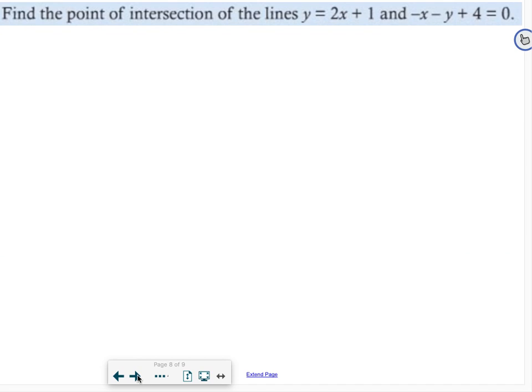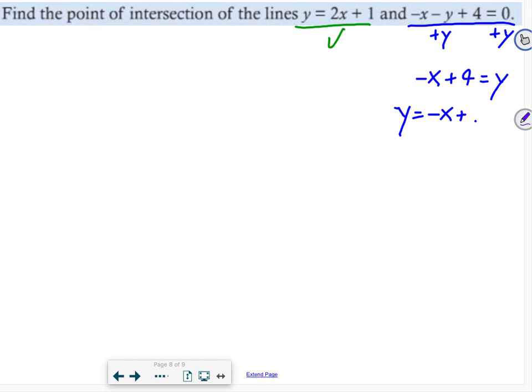So find the point of intersection of the lines y equals 2x plus 1 and negative x minus y plus 4. So first thing I want to do is make sure they are in gradient intercept form. So the first equation, check we're there. Second equation, we're in general form. So we want to rearrange this to put it in the correct form. So the way we can think about our gradient intercept form is our y is by itself. So we can just add y to both sides. Okay. I'm going to get negative x plus 4 is equal to y. So just by the symmetry property, I can say y is equal to negative x plus 4, and therefore now I'm in the correct form.